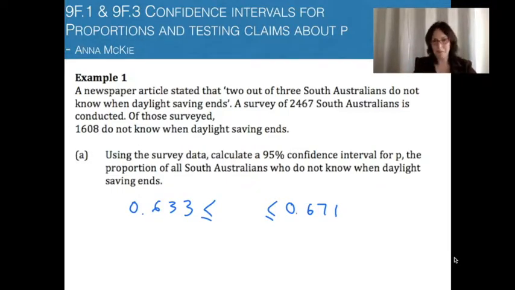And what goes in the middle, P or P hat? It's P. It's an estimate for what the true proportion would be of South Australians who don't know when daylight savings ends. If you sampled every single South Australian, you're saying that the true proportion would lie between those two endpoints. Now have a think what the claim was, 2 out of 3. What decimal would that be? And that's what we're going to go on to look at.